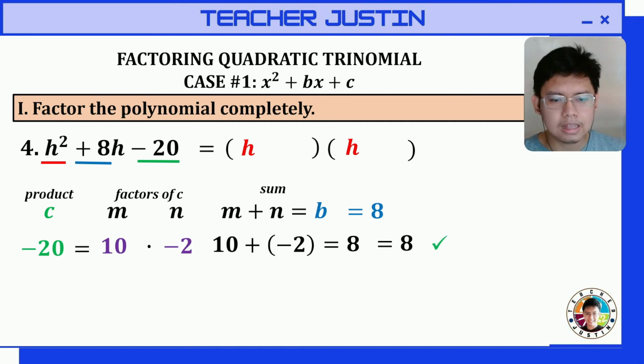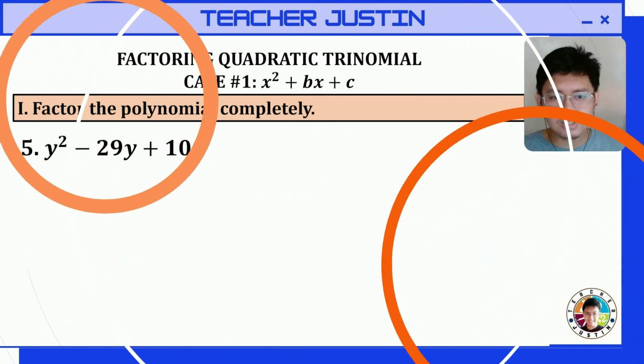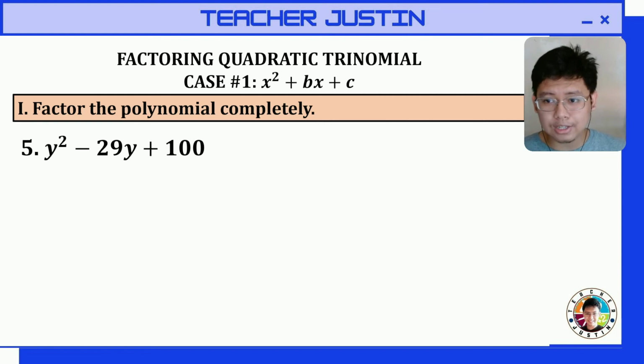So, check yan. Kunin natin yung factors na yon. We have 10 and negative 2. So, lagay natin yung 10 and negative 2 dun sa ating group. So, isang group merong plus 10 and yung isang group naman may minus 2. Then, that's it. The factor of our polynomial will be h plus 10 and h minus 2. Tada! Alright. Let's factor this quadratic trinomial case number 1.